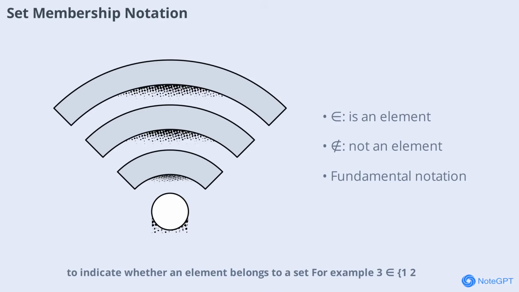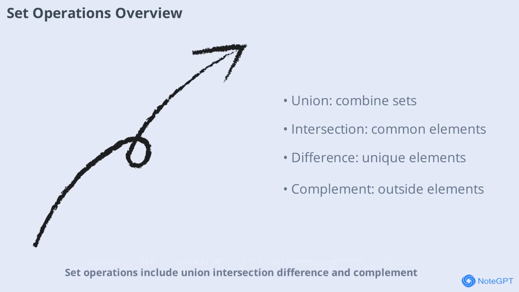For example, {3, 1, 2, 3} means 3 is in the set, while {4, 1, 2, 3} means 4 is not. This notation is fundamental for expressing ideas in set theory. Set operations include union, intersection, difference, and complement. These operations allow us to combine, compare, and manipulate sets in various ways. Mastering these operations is key to understanding more advanced topics in mathematics and logic.